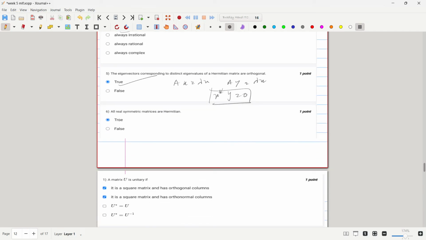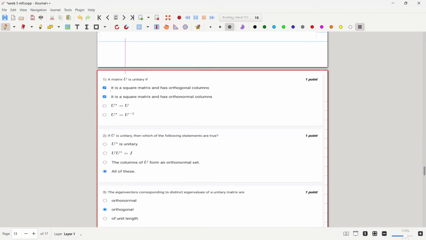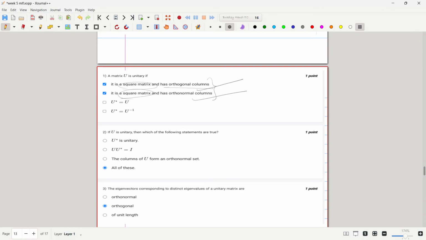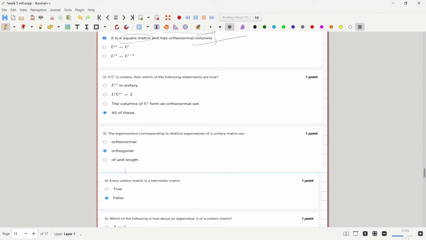All real symmetric matrices are Hermitian. True. Matrix U is unitary if it is a square matrix and has orthogonal columns. It is a square matrix and has orthonormal columns. Okay, both are true. For two vectors to be orthonormal, they first have to be orthogonal. If U is unitary, then which of the following statements are true?